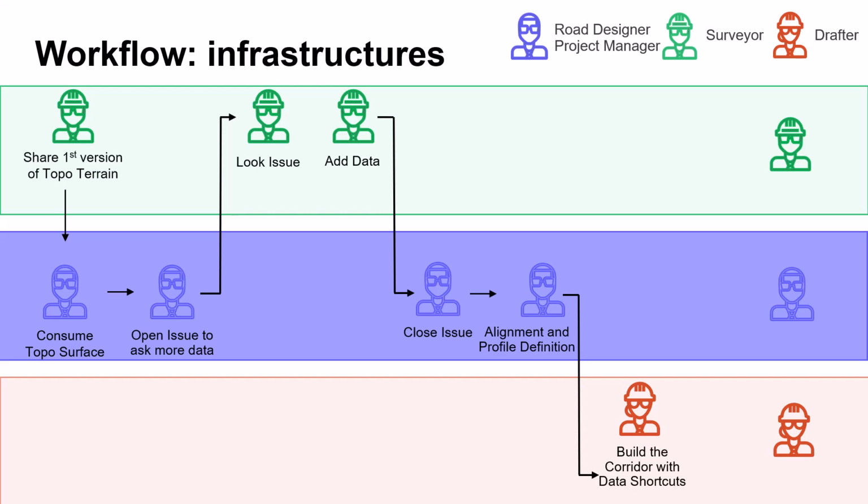After the alignment and profile are properly designed by the road designer, one more role is added in the workflow, the drafter. The drafter will use the survey data and the alignment to create deliverables, in particular the Civil 3D corridor and the cross-sections. To understand which role is doing what, I invite you to see the top right corner of the slide, where you will find the indication of the role.